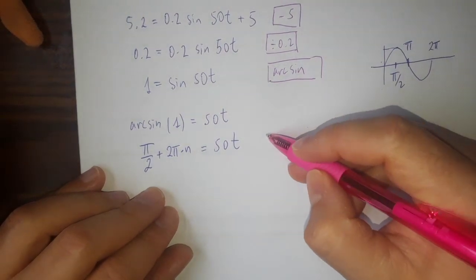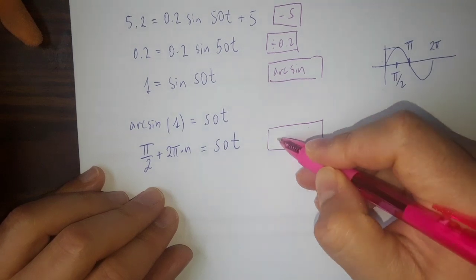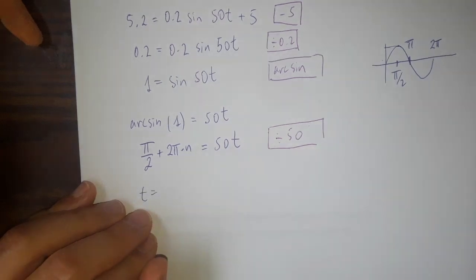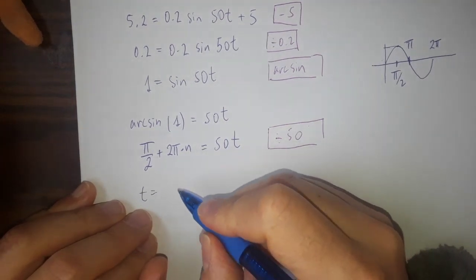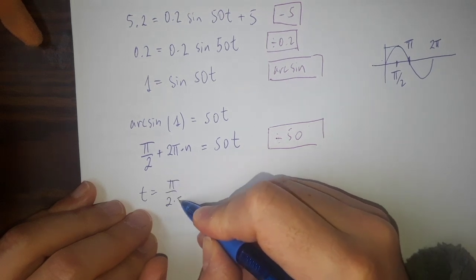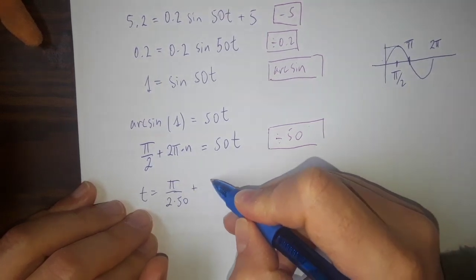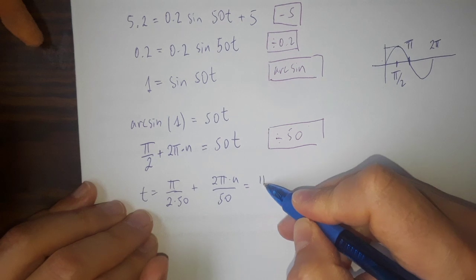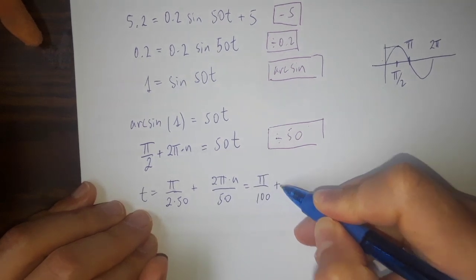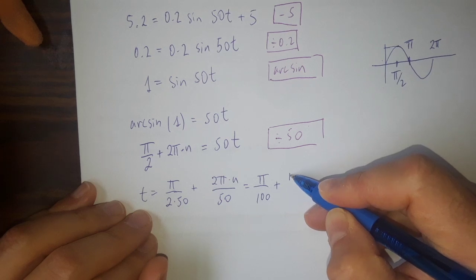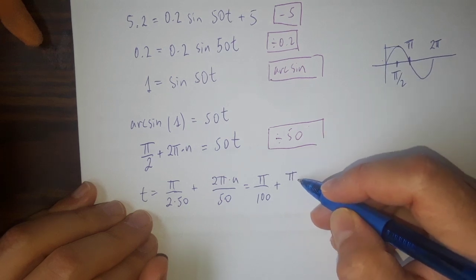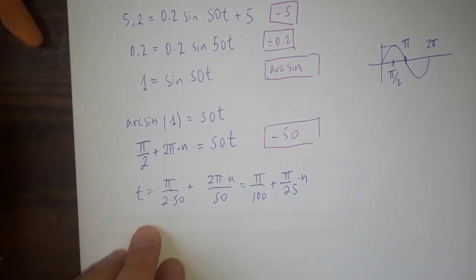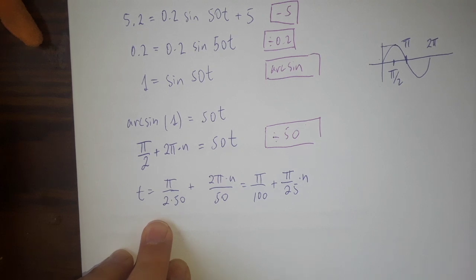The last thing we have to do is divide by 50, so we have t equals pi over 2 times 50, plus 2 pi n over 50. That's pi over 100 plus pi over 25 times n. So this is the solution for t. This is going to happen for every t.